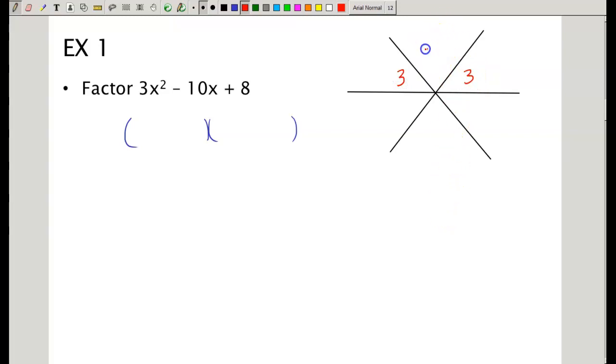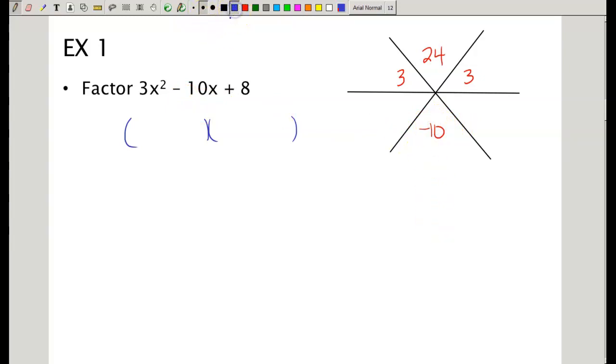Now on the top, we're always going to put a times c. So in 4.3, a was always equal to 1, so it was always just whatever that number was on top, but now it's going to change. We have to take 3 times 8, which is 24, and so up here I'm going to have 24 now. And then on the bottom, the same thing, we're going to take the b value. In this case, the b value is negative 10. So we'll have negative 10.